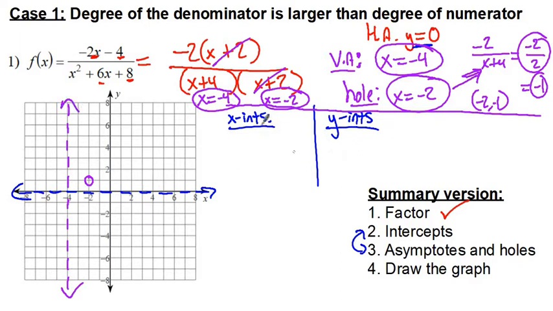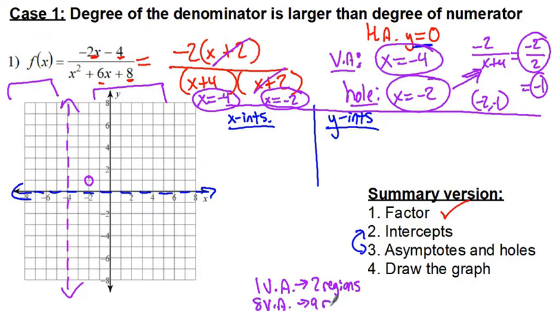Okay, now here's the rest of this graph. Now we can move to the x and y intercepts. And notice we have one vertical asymptote. That means our graph is going to have two regions. There's going to be a region over here to the left, and we're going to have something over here on the right. If we had 8 vertical asymptotes, we would have 9 regions. If we had 99 vertical asymptotes, we'd have 100 regions, and so on.